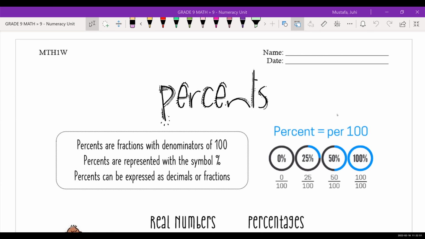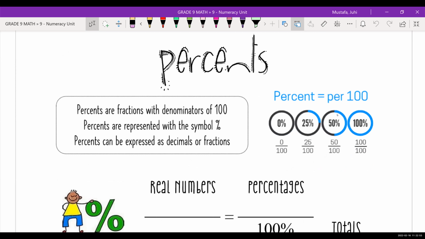So let's just take a look at a couple of these over here, the little circles. 0% means it's 0 out of 100. 25% means it's 25 out of 100. So if you get 25% on an exam, it means you got 25 answers correct out of a total of 100 questions. 50% means you got 50 questions correct out of a total of 100, and 100% means you got 100 questions out of 100. You guys all understand that idea, right? Because like I said, you've all been graded.